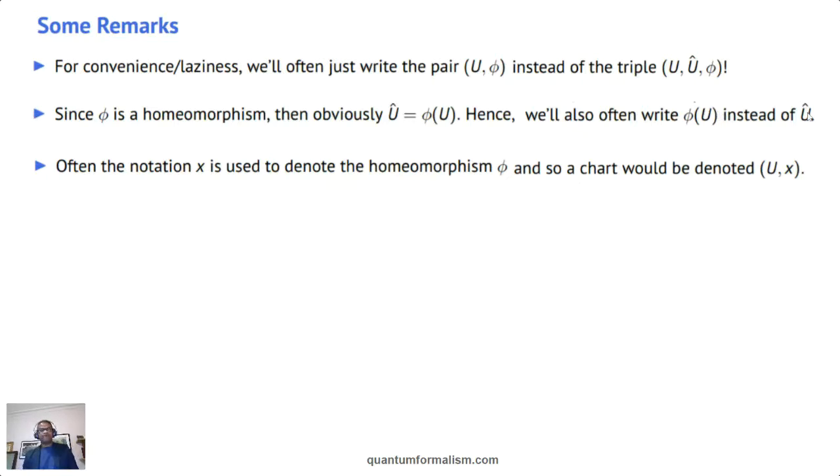One thing that I would like to call your attention to, especially if you pick up the textbooks, is that very often, instead of using phi to denote the homeomorphism, most authors use the notation X. This is very typical, especially for those books that are tailored to theoretical physics, especially general relativity, for instance. So just a note on that. Okay, I'm still with you, right?